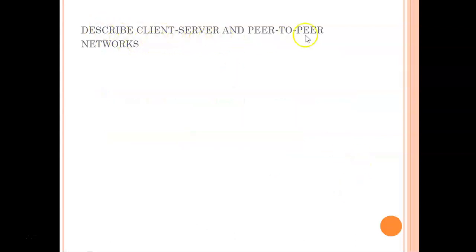Describe a client-server and peer-to-peer network. You have two types of networks according to your textbook, which are compared to each other. So we're not talking about LANs or WANs. They specifically are comparing client-server and peer-to-peer in your textbook.